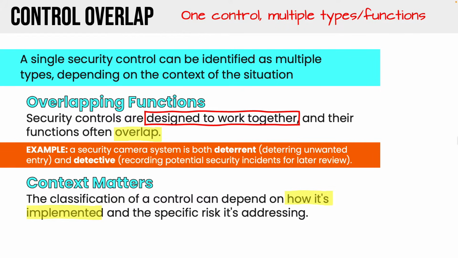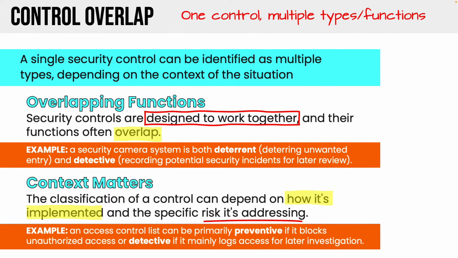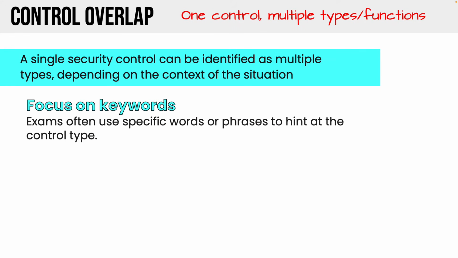For example, an access control list can be primarily preventive if it blocks unauthorized access, or detective if it mainly logs access for later investigation. And you can focus on keywords. Some exams will use specific keywords or phrases to hint at a control type. It can help you to understand what the question is asking of you.